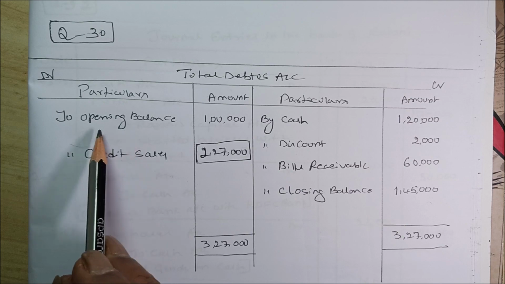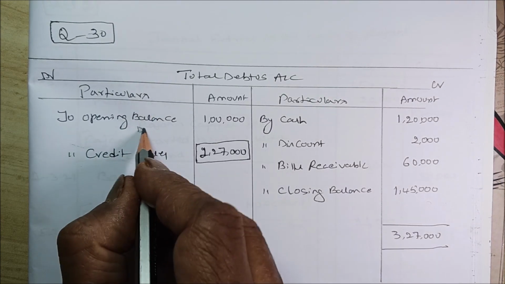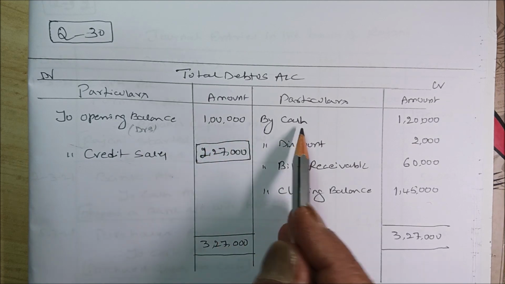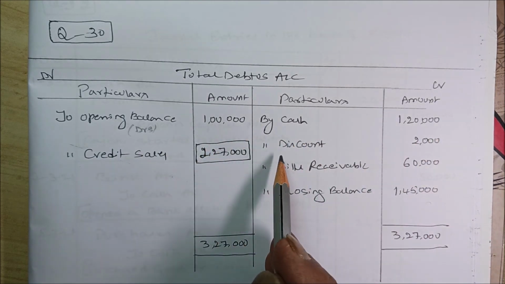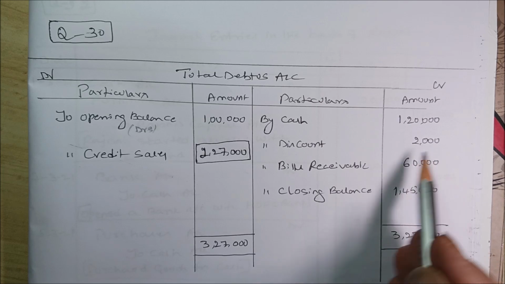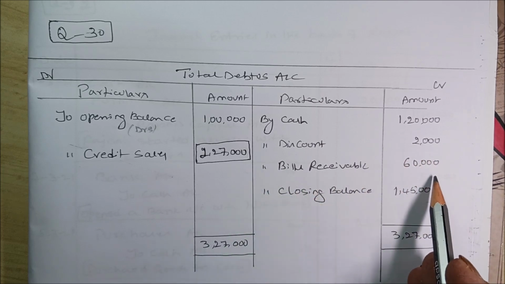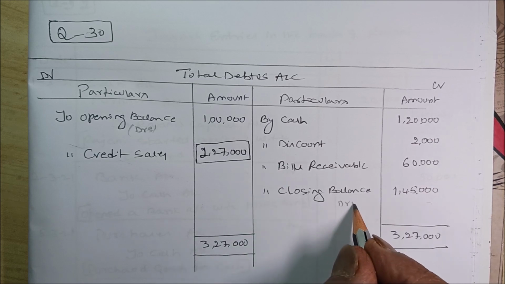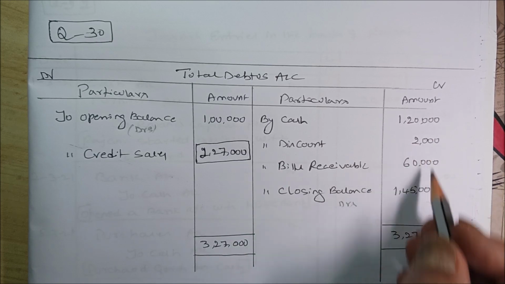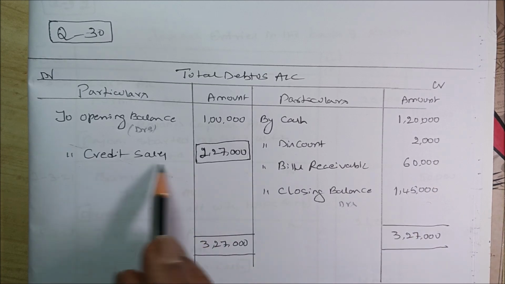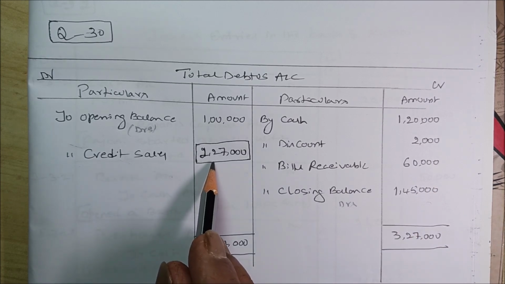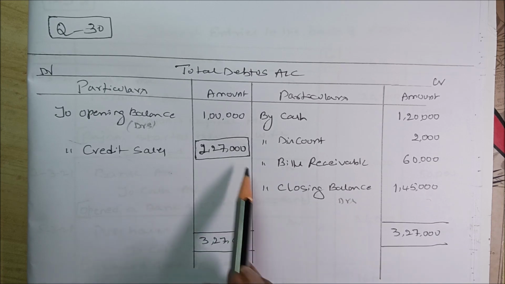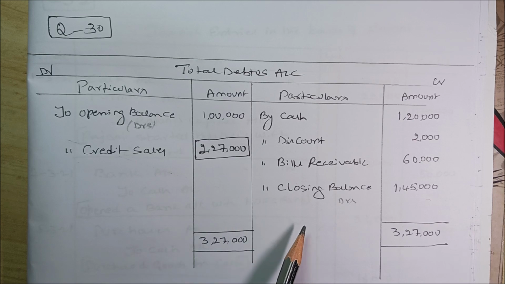To opening balance of what? Debtors. You should know that opening balance of debtors is 1 lakh. You have received cash, 1,20,000. You have allowed a discount, 2,000. You have converted bills, how much actually? 60,000. Then they have given their closing balance of debtors, how much actually? 1,45,000. If you total it up, the balancing figure is called what actually? Credit sales. It is 2,27,000. So it is very easy to score 6 marks by preparing total debtors account.